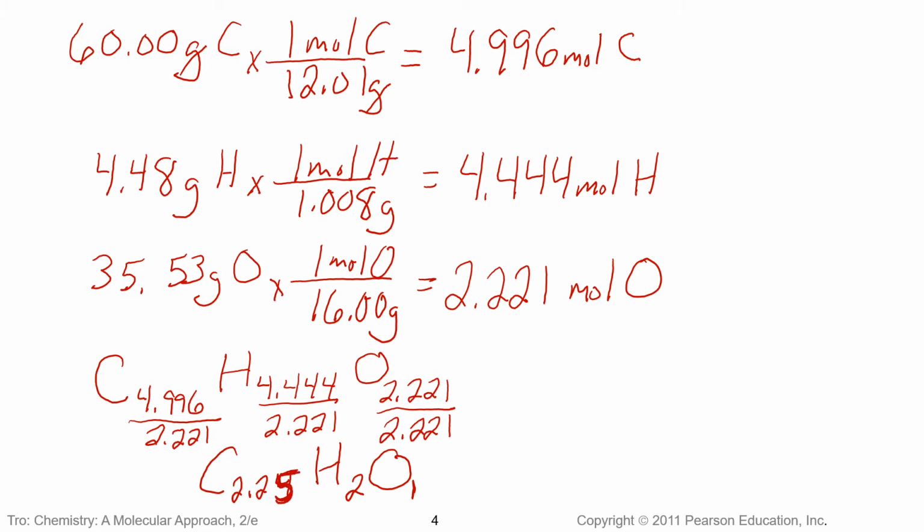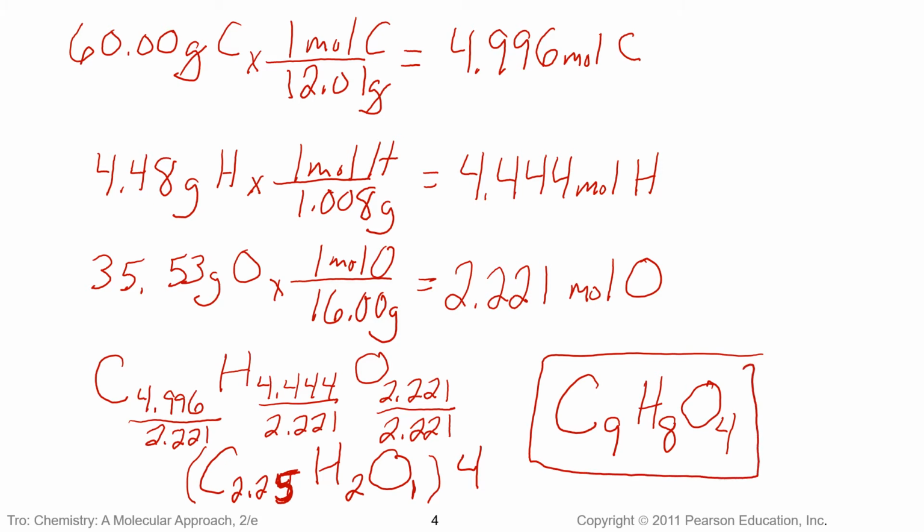Now we're not quite done with this problem because these are not all whole numbers. So we need to multiply each of those subscripts by a number to make them a whole number. In this case, because it is a 0.25, we're going to multiply each of the subscripts by 4. So we end up with C9H8O4. And that would be our empirical formula.